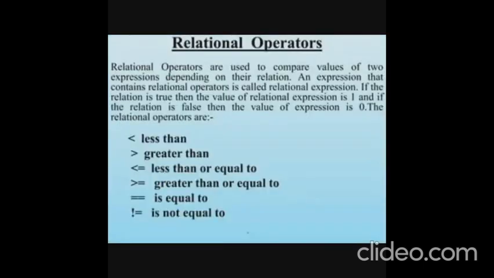And second one is relational operators. Relational operators are used to compare values of two expressions depending on the relation. An expression that contains relational operators is called a relational expression. If the relation is true, then the value of the relational expression is 1. And if the relation is false, then the value of the expression is 0. The relational operators are less than, greater than, less than or equal to, greater than or equal to, is equal to, and is not equal to.